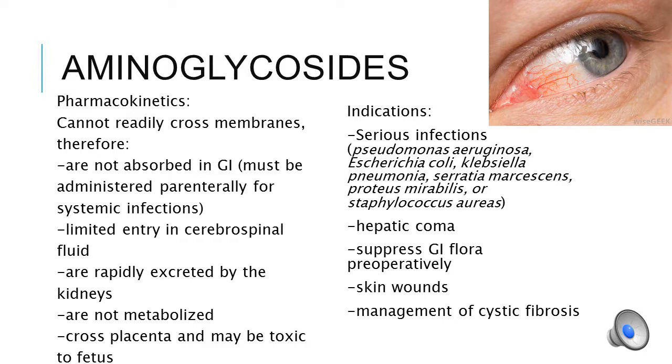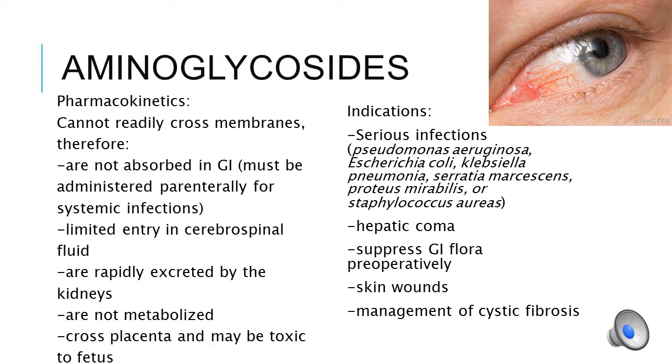In addition to accumulating in the kidneys, aminoglycosides also distribute readily to the lymph in the inner ear. This is a big concern because they can become ototoxic. These drugs are not metabolized and are excreted rapidly by the kidneys, cross the placenta, and are in pregnancy category D, which poses risks to the fetus.